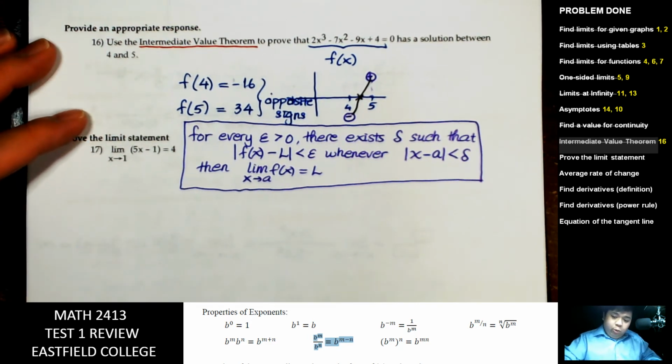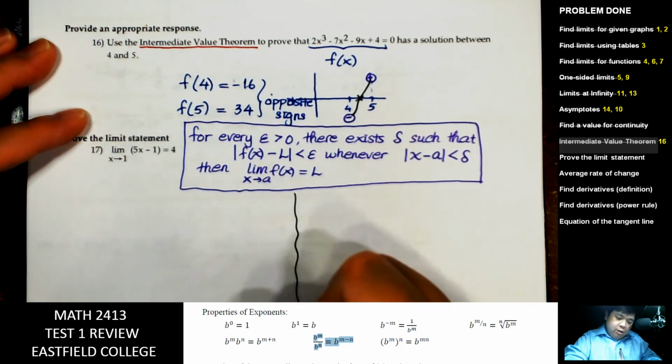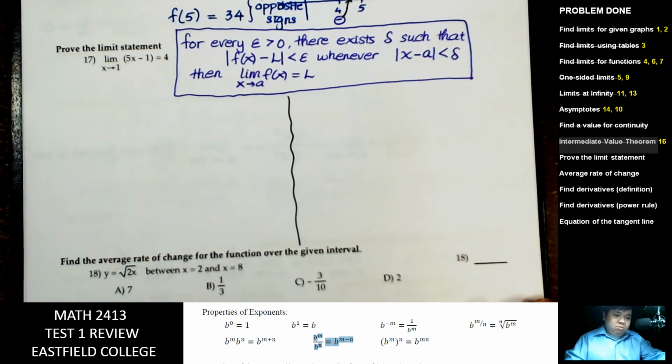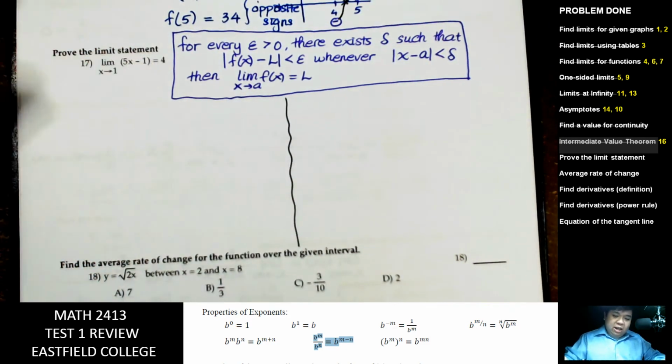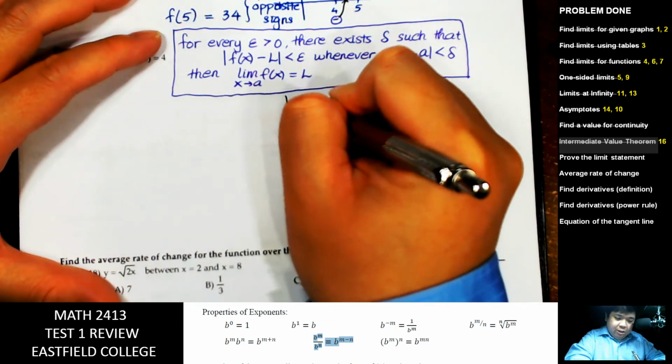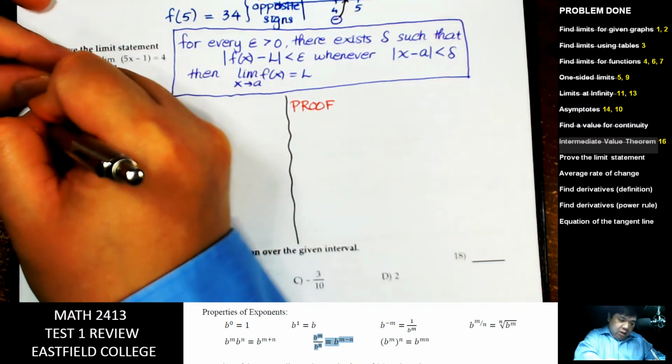And to do the proof, there will be two parts. The first one is just the scratch work, and then the second part is the proof itself. This is where we start.